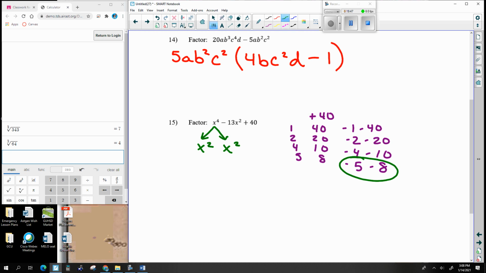Okay, this does break to an x squared. So this is going to be x squared minus 5 and x squared minus 8. Neither of those are perfect squares, so they are what they are. And that is the last question.